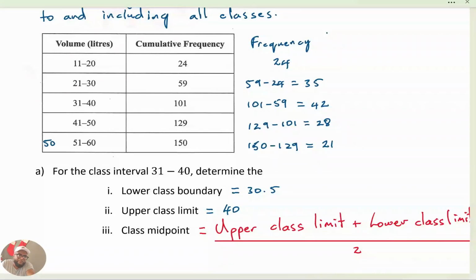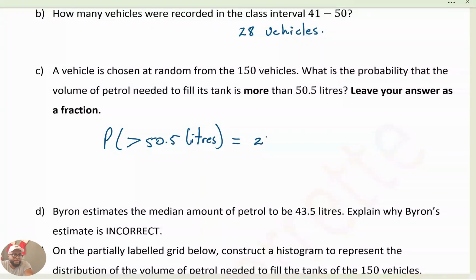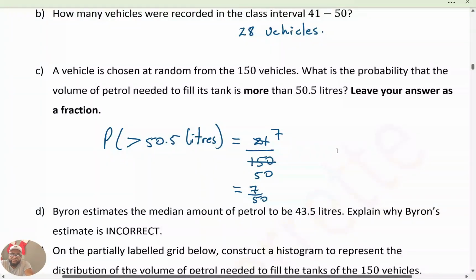Right. 50.5 would actually be the lower class boundary for this class interval. So we're talking about all the vehicles in this class interval here, right? Those vehicles are not 150, right? 150 is a cumulative frequency. The vehicles in this class interval would actually be 21. So it'll be 21 over 150, which can be broken down to what? 3 into this is 7, 3 into this is 50. So it could be written as 7 over 50.